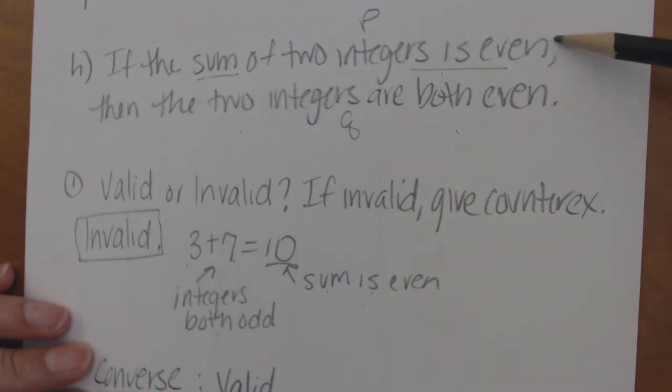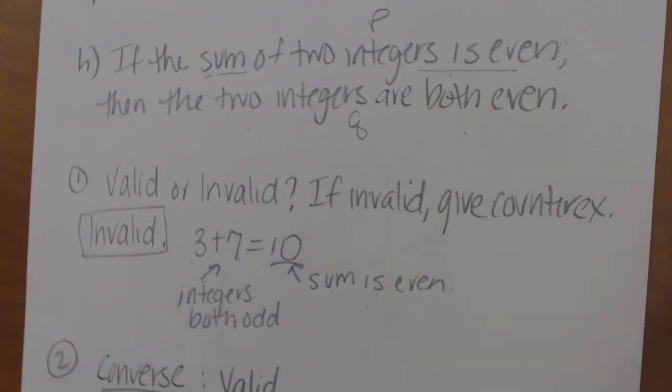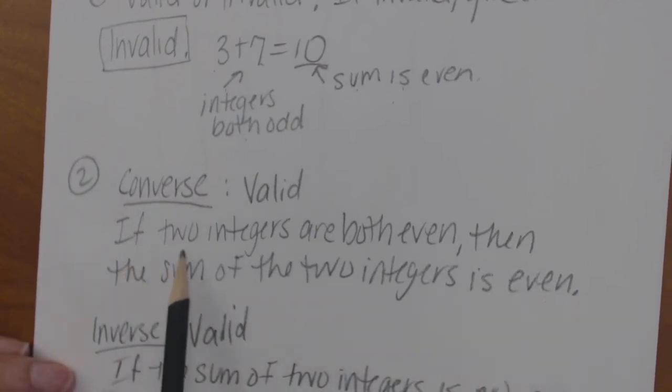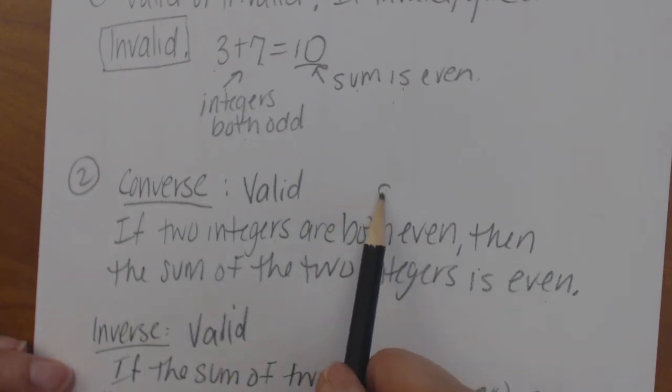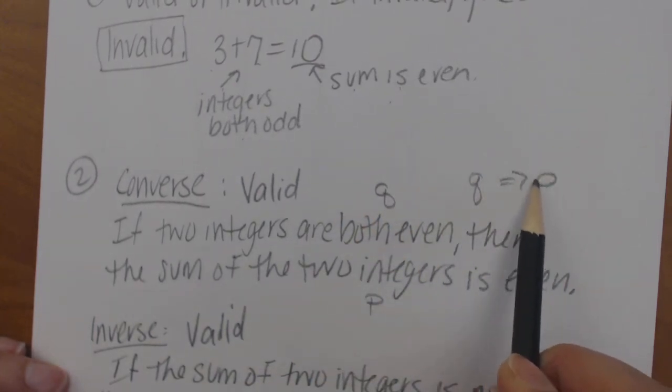This one is saying that both sides are going to be even. So this is a counterexample, which makes the entire statement invalid. Then they wanted you to write the converse. The converse, if two integers are both even, then the sum of the two integers is even. I flipped Q and P so that this is if Q, then P.